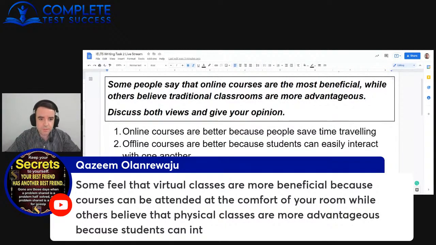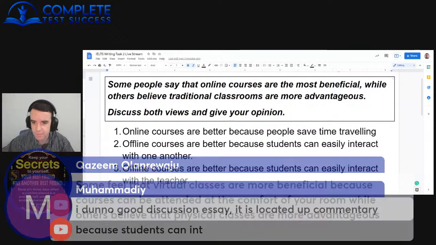Are more beneficial because courses can be attended in the comfort of your home. Home would be more appropriate. Comma, while others believe that physical classes are more advantageous because students can... Share the rest of your comment when you get a chance there, Kazim, and I'll have more feedback for you.